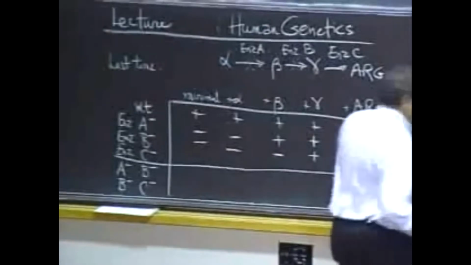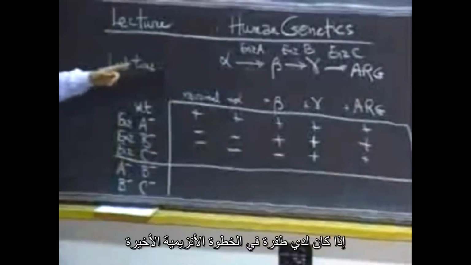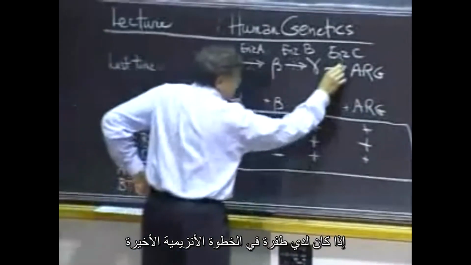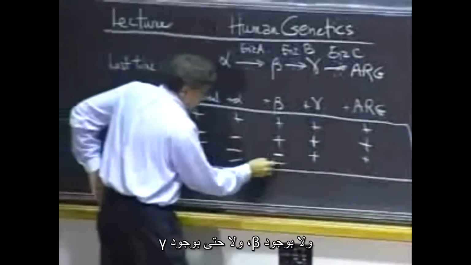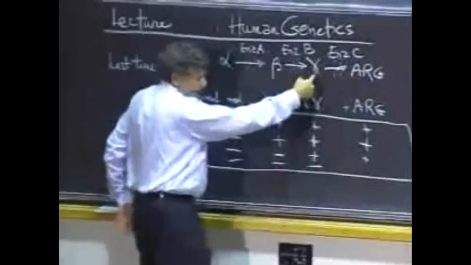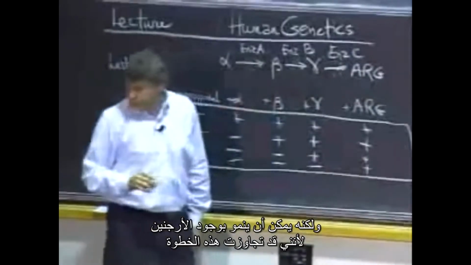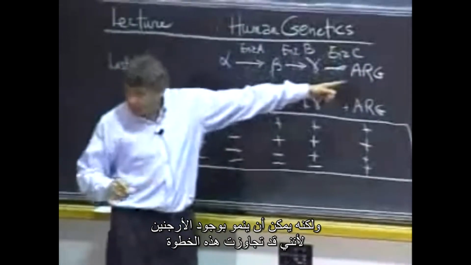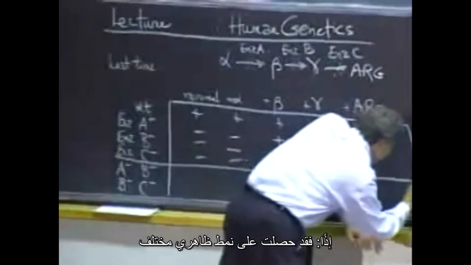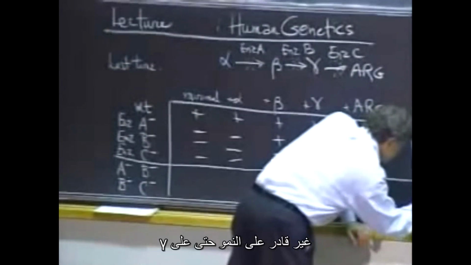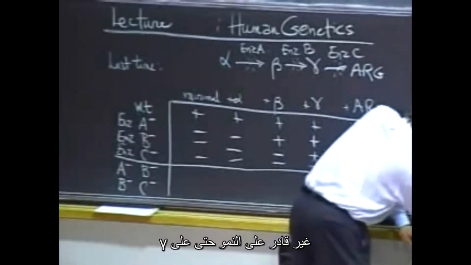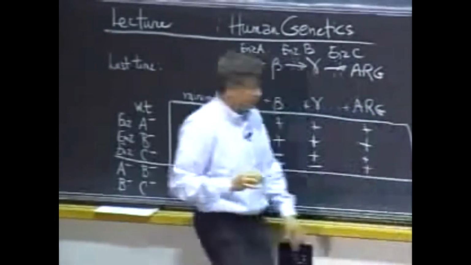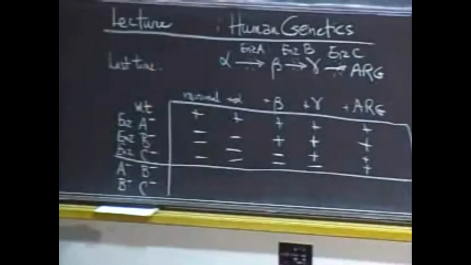What about this last line? If I have a mutation in the last enzymatic step, it can't grow on minimal media, can't grow with alpha, can't grow with beta, can't even grow with gamma, but it can grow with arginine, because I've bypassed that step. So I get a different phenotype, the inability to grow even on gamma, but I can grow on arginine.